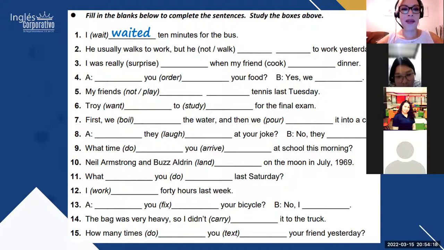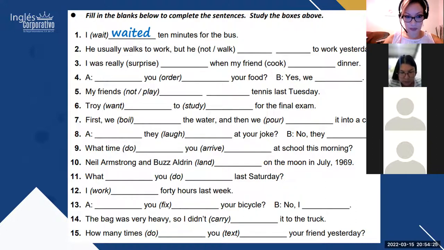Okay. Continuamos entonces. Volunteer for number 7. First, we boiled the water and then we poured it into a cup. Okay, very good. En ese caso sí conjugamos los dos, ¿verdad? Porque son oraciones separadas, los verbos están separados, and that's okay. Thank you so much. Very good job. And number 8.